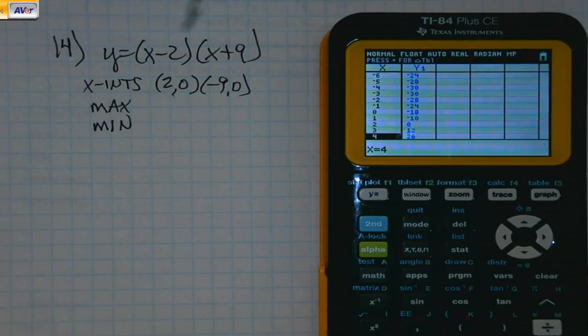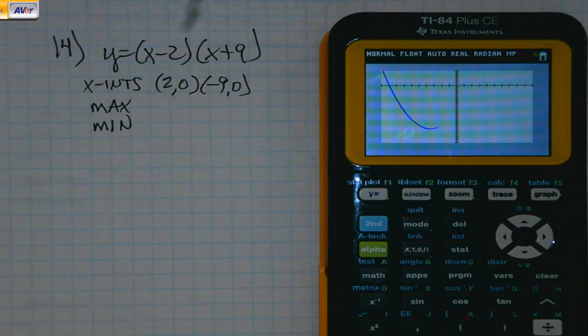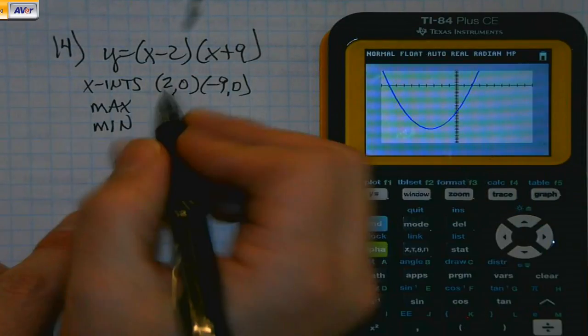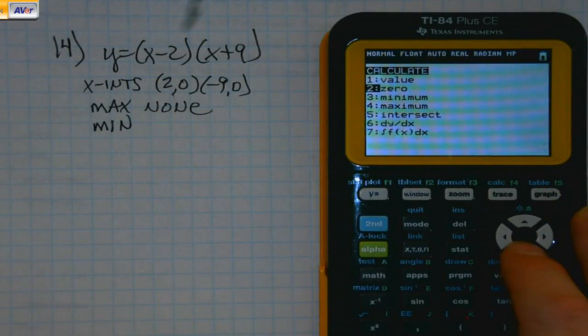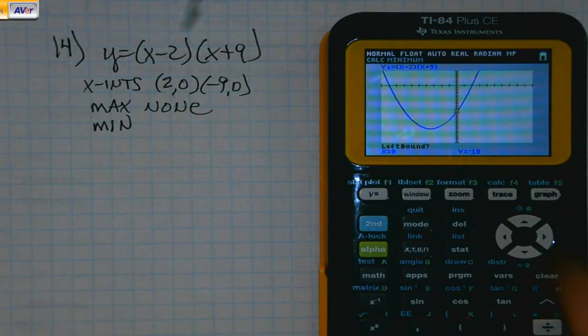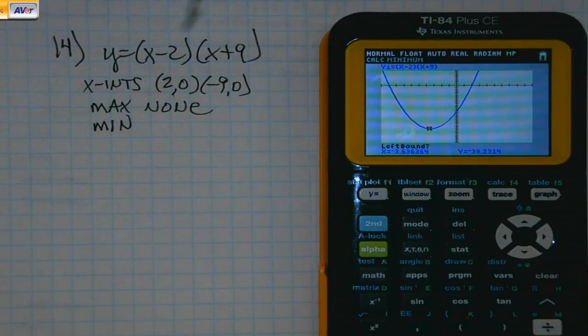So here's what I may have to do sometimes. I may have to hit window, and since my minimum goes all the way down to negative 30, I'm going to go a little further than that. Let's say I go to negative 40, okay? You may have to mess with this a little bit. I know some of you just mess with it, play with it. Now I can see my minimum. I notice, though, there's a valley, but there's no hill. So I don't have a max. But I still can use second calc and min to find the value of my valley. It works the same way. Get down as close as you can to the bottom of the valley. 1, 2, 3, 4. Enter. There's my first border.